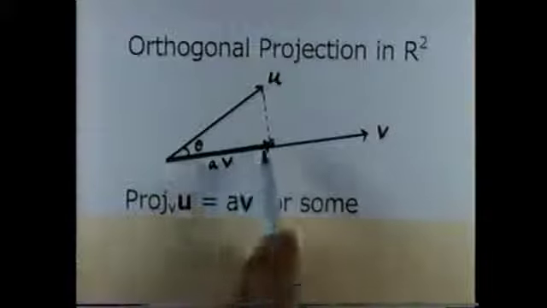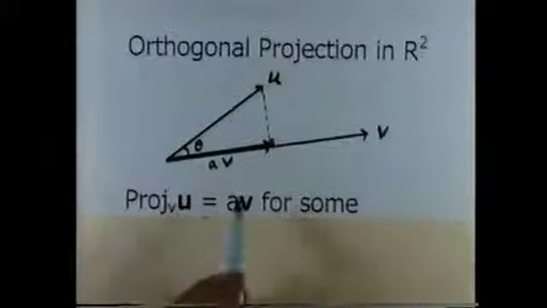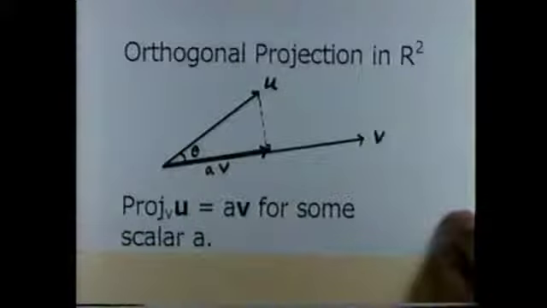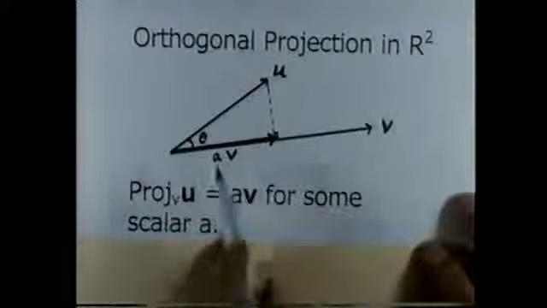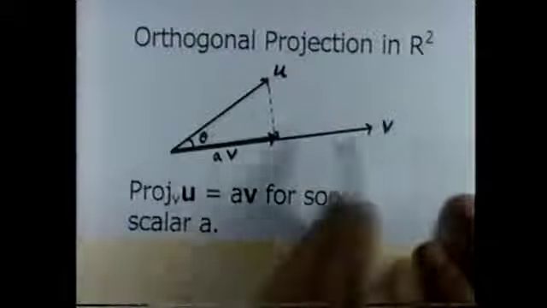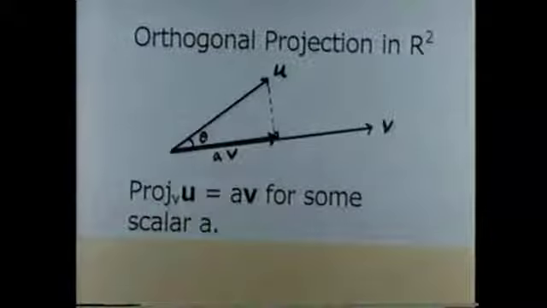Now, as you can see in the diagram, the orthogonal projection of U onto V is equal to AV for some scalar A, because as you can tell, the AV and the V are parallel, or your projection of U onto V and V are parallel.